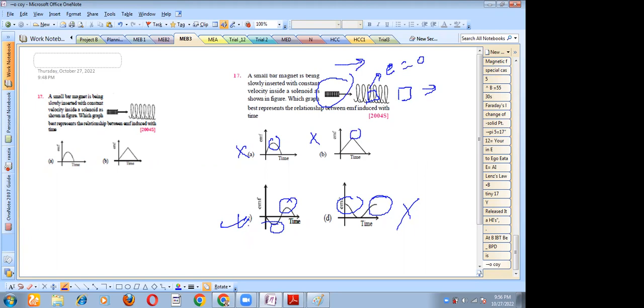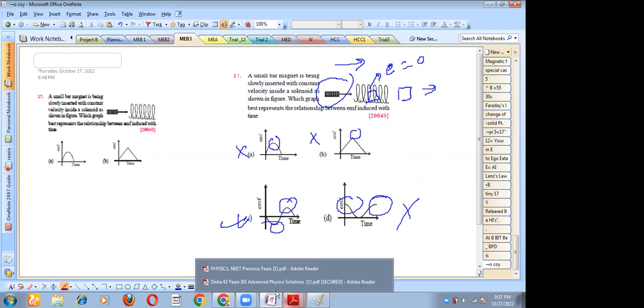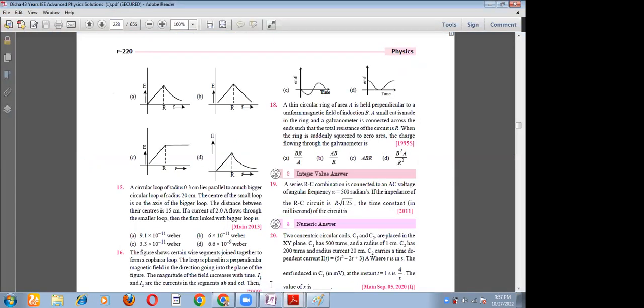Understood? Yes, sir. So this is how. Okay, so the same concept is there. Same moving reflection. In both the cases, EMF should be in opposite direction. Moving to the next question.